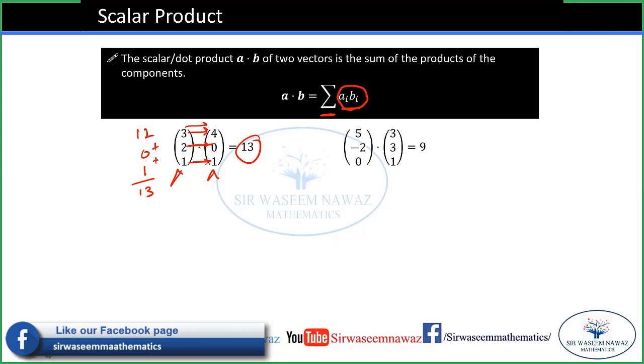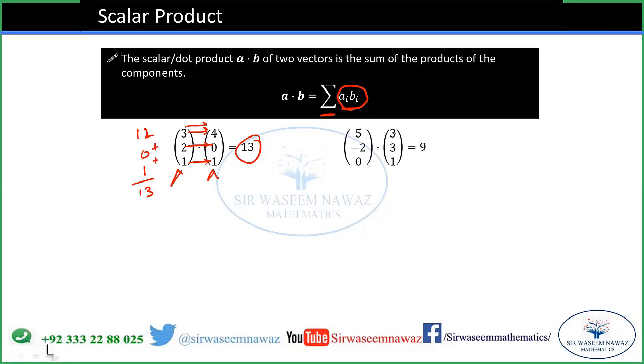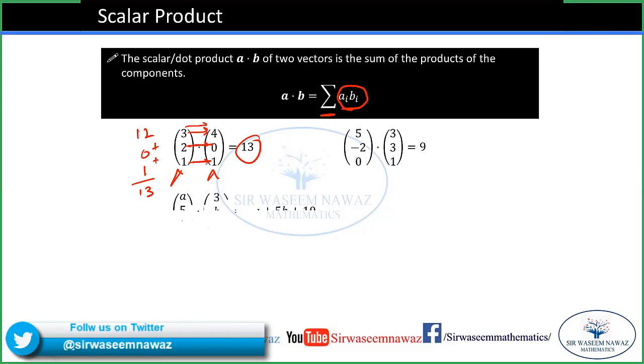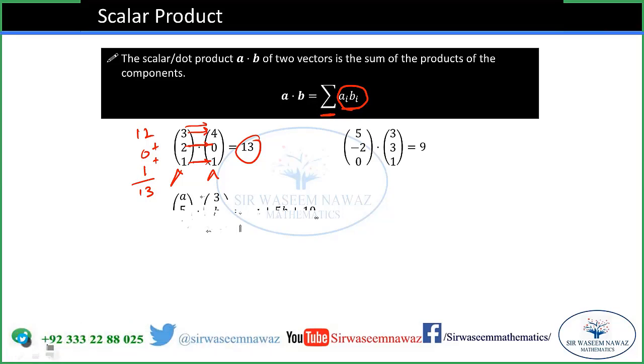Now see one more example. This is 5 times 3 is 15, minus 6, plus 0. 15 minus 6 is 9, plus 0, you get 9. If you have this one, you can say this is 3a plus 5 times b plus 10 times 1, which is 10. So this is the scalar product.